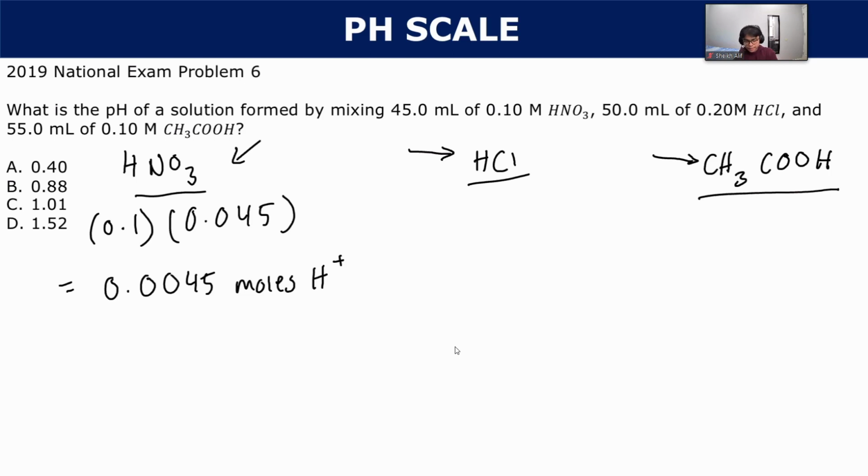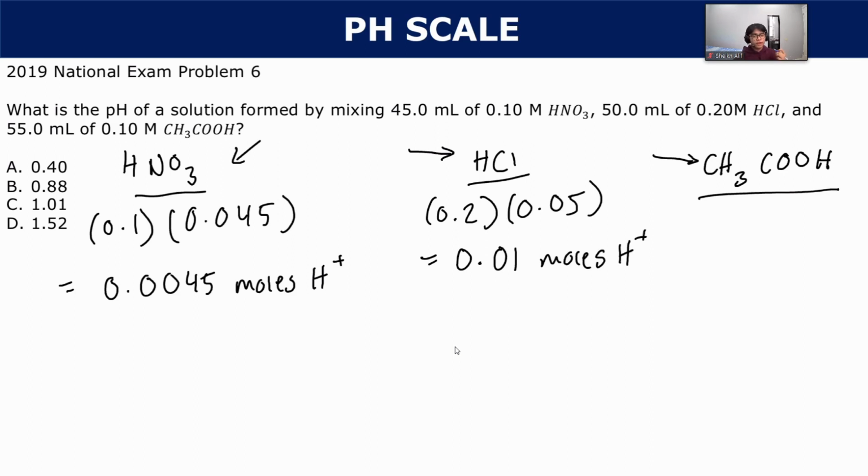Let's look at hydrochloric acid. We have 0.2 molar times 50 mils, which is 0.05 liters. So that means it's going to contribute 0.01 moles of HCl. But for acetic acid, remember it's a weak acid. And a lot of times these weak acids contribute a negligible amount of H plus. So for this one, we can just assume that it's going to be 0. So again, we need to find concentration. And concentration is just moles over liters. So if we add up our moles here, we're going to get that we have 0.0145 moles over our liters.